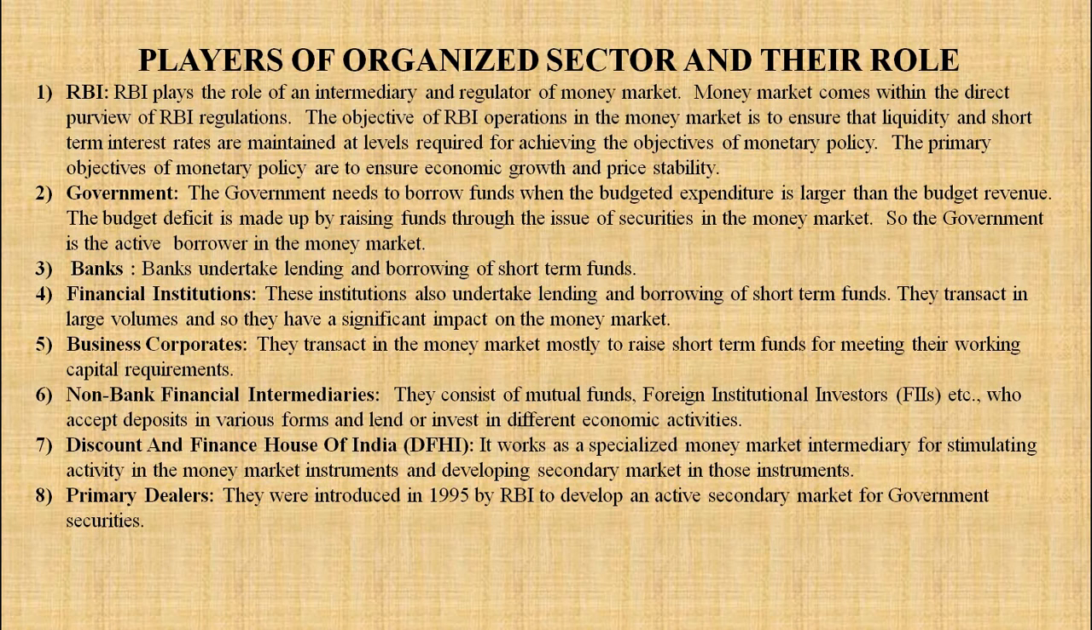The primary objective of monetary policy is to ensure economic growth and price stability. Second, government. The government needs to borrow funds when budgeted expenditure is larger than budget revenue. The budget deficit is made up by raising funds through the issue of securities in the money market. So the government is the active borrower in the money market. Next, banks.